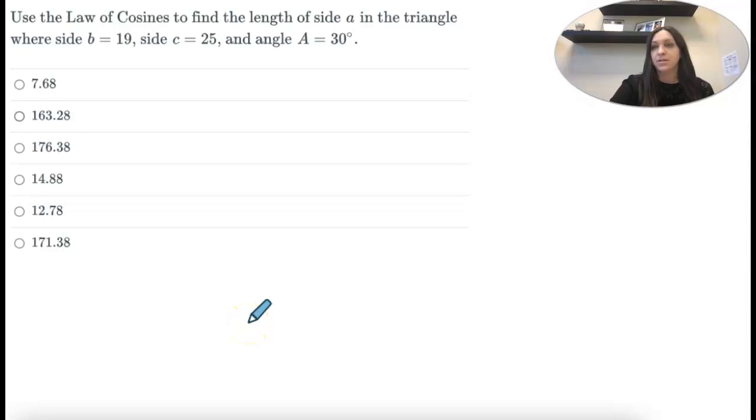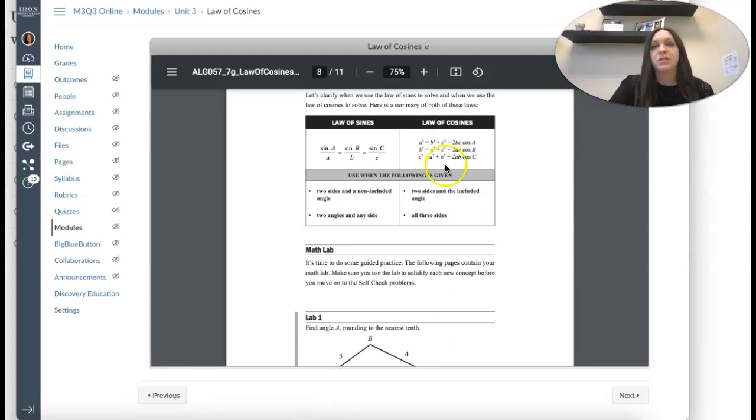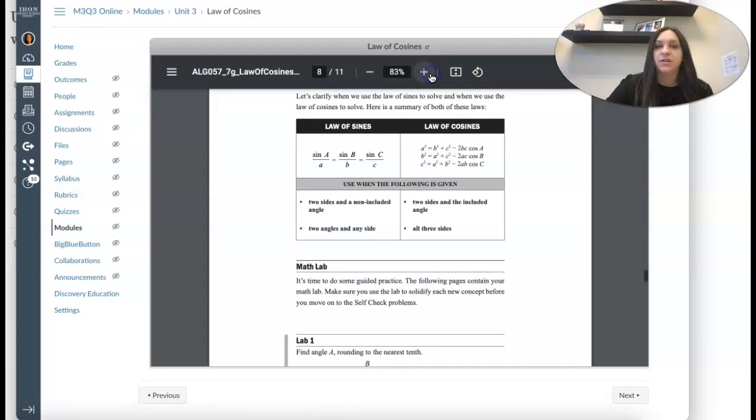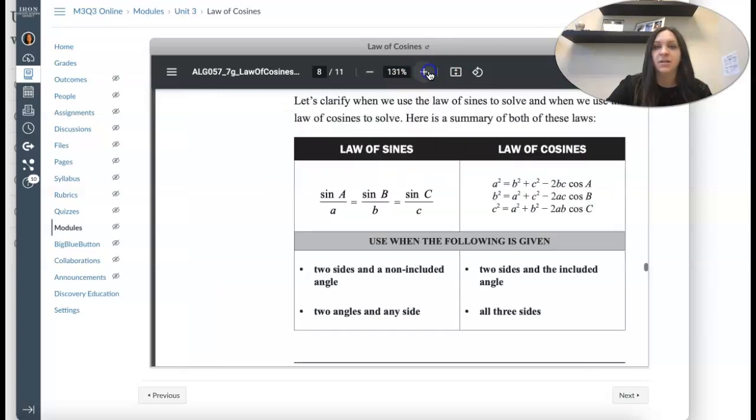So this section is Law of Cosines, and there are some rules on when we use Law of Sines and when we use Law of Cosines. So it's in your notes. I have it here. It's on page 8. But here is Law of Sines.